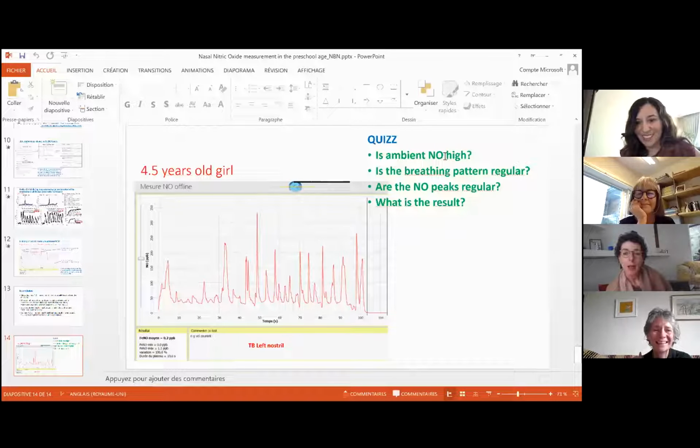Okay, so the ambient NO is low. As you can see, it's very low. The breathing pattern is regular. You need a child in terms of rhythm. It's regular. This is not airflow, so this is NO. So it will just give you the timing of the breath. So it's quite regular, but the peaks are not regular at all. And I don't know what is the result of the nasal nitric oxide of this child, but I know I have to do it again another day, probably.